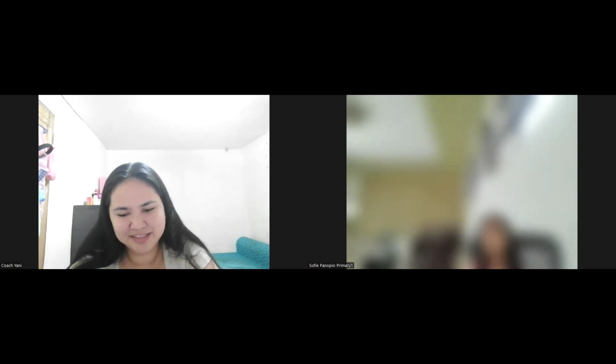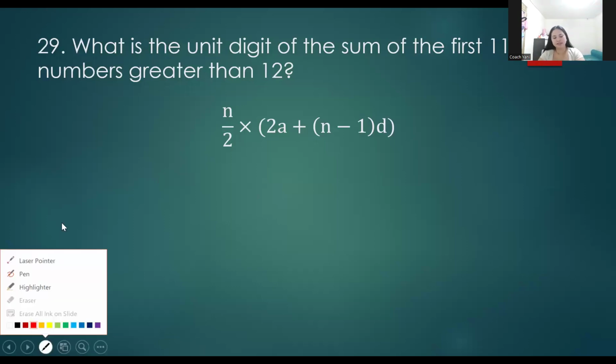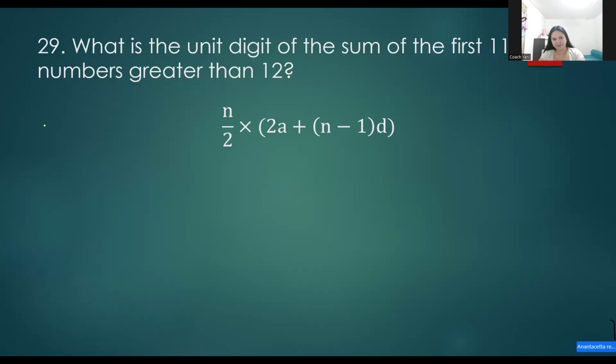Okay. Let's use this one. So what are those numbers again, Winston? What are those 11 numbers again? 13, 14, 15, 16, 17, 18, 19, 20, 21, 22, 23. Okay. You have 13 to 23.